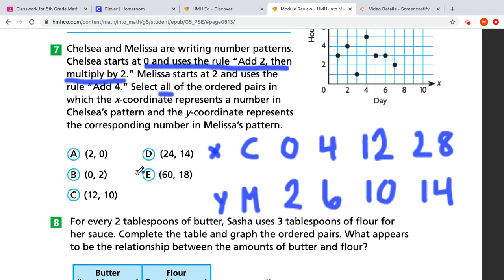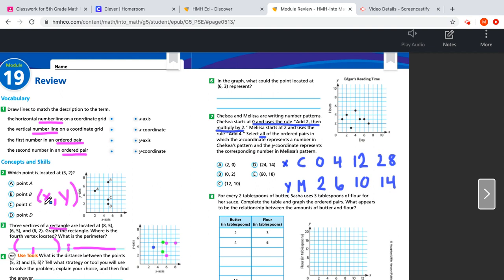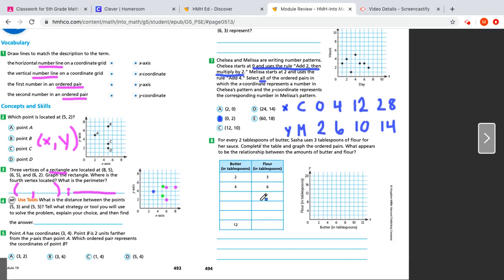Okay, and remember what I said before, that we plot x, y, x first, y second. So which of these would suffice and work in that pattern? So we can see my first one is 0, 2. Looks like B is an option, for example, okay? A would not be an option because Chelsea does not start with 2. She starts with 0. Melissa starts with 2, okay? And that's what they want. So look to see what other options there are here.